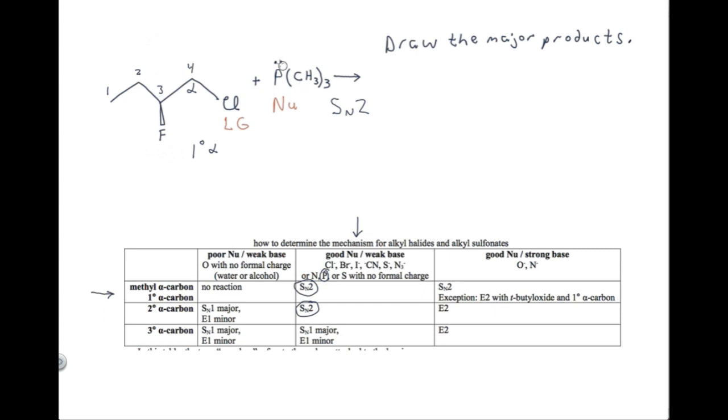So now we're ready to draw our mechanism. Now remember that the mechanism for an SN2 is a one-step mechanism where the nucleophile attacks the alpha carbon and the leaving group leaves the alpha carbon simultaneously. In SN2, the nucleophile attacks the alpha carbon and the leaving group leaves the alpha carbon simultaneously in the same step. Now we can draw the product from that step.